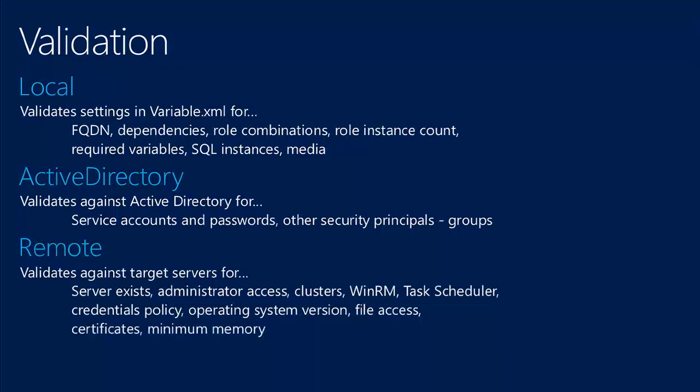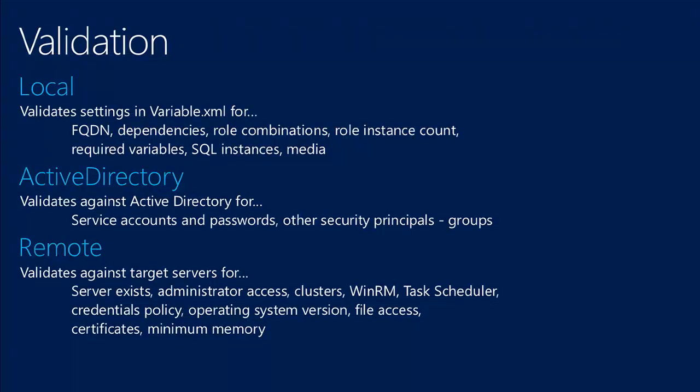And then it checks remotely each system that you're trying to install against to make sure that server actually exists. You have admin access to it. If it's part of a cluster role, then it makes sure that the servers are in the same cluster. Make sure WinRM is enabled, the task scheduler enabled, that credentials policy I mentioned earlier isn't set, and it has the right operating system version. It makes sure it has file access, because we copy all of the files for installation to that server before it gets installed. It doesn't do certificates anymore. There's actually no requirement on that anymore. The validation check's in there, but nothing requires it.